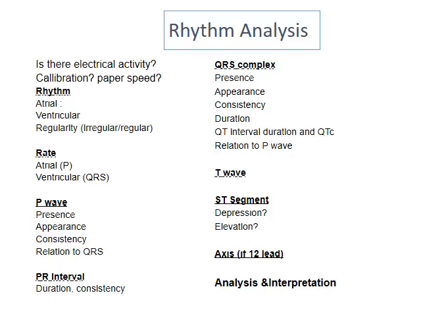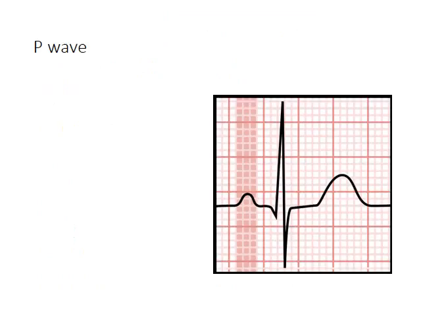So far, we have looked for electrical activity. We have checked the ECG setup, we have assessed the rhythm and the rate. Now let's start looking at the components of the ECG complex. The P wave represents depolarization of the atria. Therefore, this should be the first wave of an ECG complex.